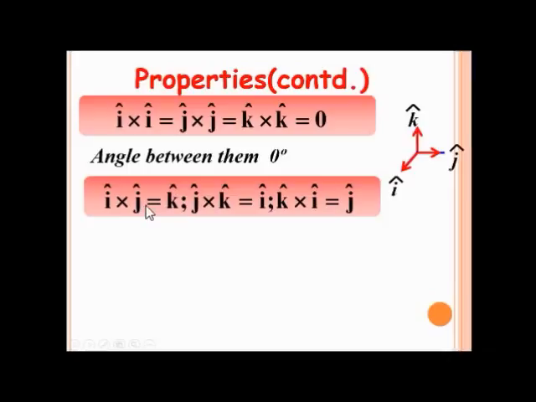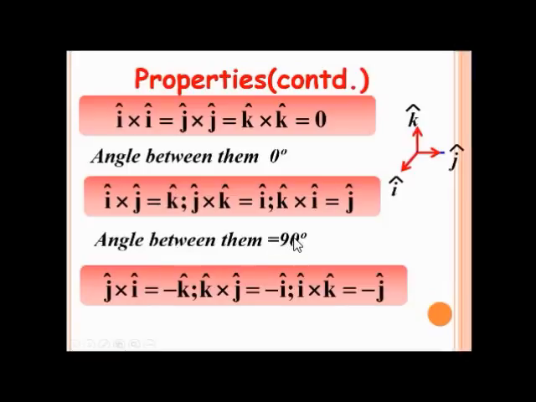Now I cross J will be K cap. Obviously we have seen A cross B is AB sin theta, which is perpendicular to both A and B, sorry. So in this case, whenever you have a cross product of I and J, then we will get a vector which is perpendicular to both I and J, and that is K, and that will rotate in such a manner: J cross K will be I cap and K cross I will be J cap. It will form a circular motion. If you take these values in a circular way, you will get these results. So in this case, the angle between them is 90 degree.